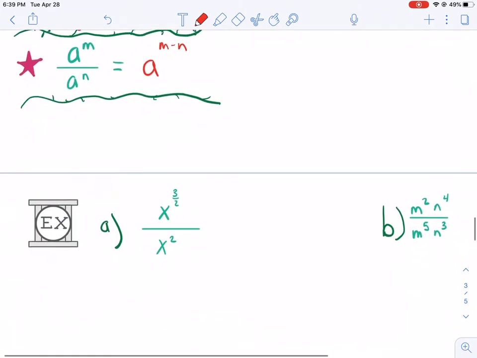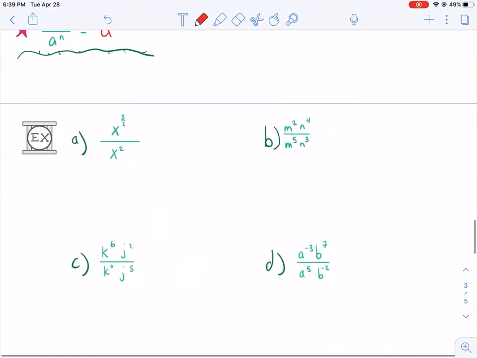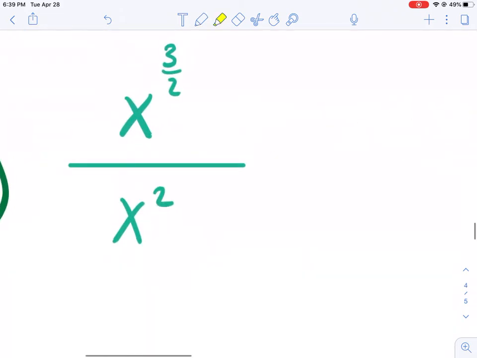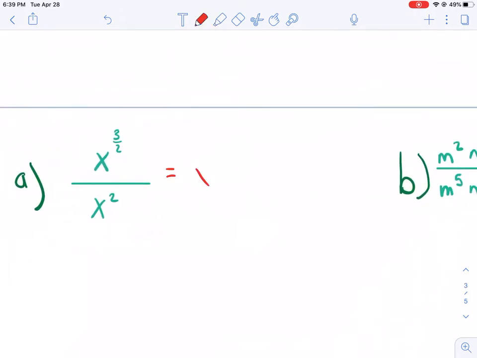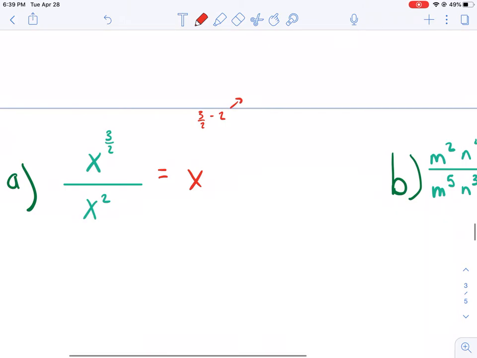So let's do a couple more complicated examples. We're going to do the same process here. Because they have the same base, it's very important. They need to have the same base. We can subtract exponents. So we know this is going to be an exponent of x, and then we just do 3/2 minus 2. Well, we need to find a common denominator here, very common.